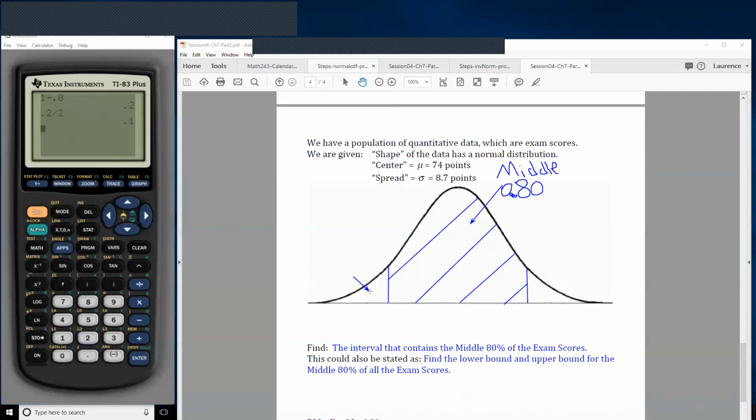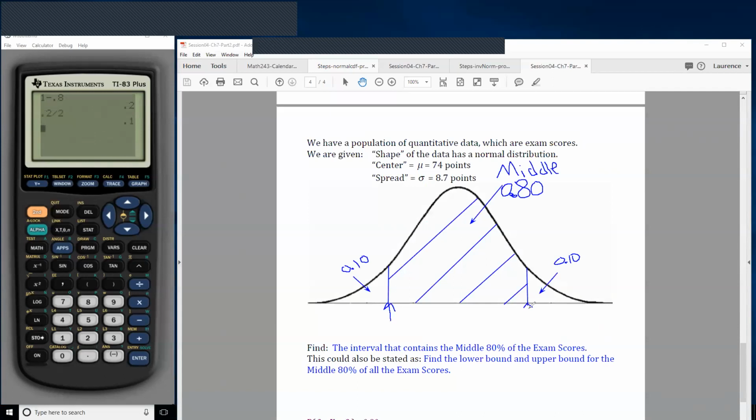Now let's put that into our sketch. So we're going to have an arrow there and have an arrow here. And so this is 0.1. So my lower bound is at the 10th percentile, 0.1. And now this area in the right tail is 10%. So we're going to have to use inverse norm to find this lower bound. And we're going to have to use it again to find the upper bound.